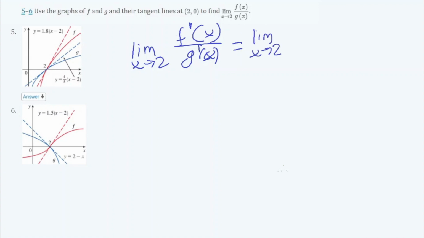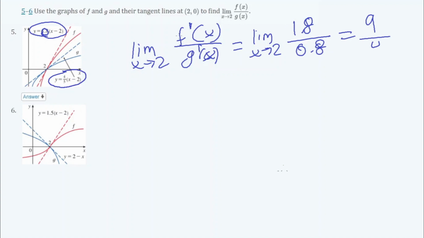So we could rewrite the limit as x goes to 2. So f prime of x is going to be, these are the tangent lines in the graph, which is essentially the slope at the point. So the coefficient of the x value in these tangent equations is going to be our f prime and g prime. So for f(x), we can see that it is 1.8 times (x minus 2), which is just going to be 1.8 as our f prime of x. So on the top, we could write 1.8, and our g prime of x equation is going to be 4 over 5 times (x minus 2), and our slope there is going to be 4 over 5. So we could rewrite that as 0.8. And if you want to write it as a fraction without decimals, that would simplify out to, I believe, 9/4. And that would be your final answer for number 5.